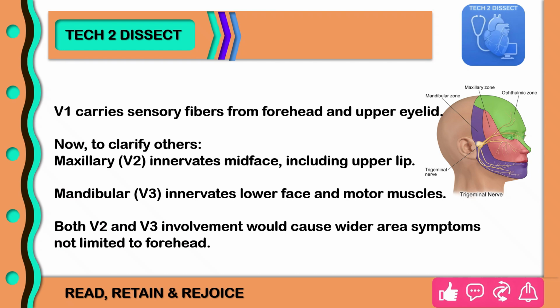Now, to clarify others. Maxillary, V2, innervates midface, including upper lip. Mandibular, V3, innervates lower face and motor muscles. Both V2 and V3 involvement would cause wider area symptoms not limited to forehead.